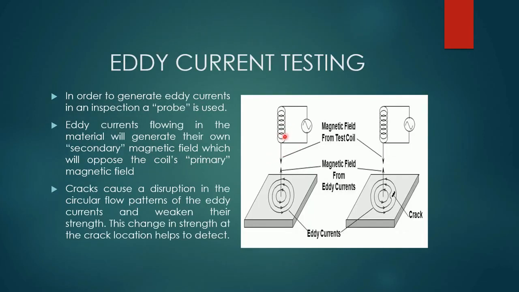Okay, so whenever we pass the current to this particular coil, it will induce some current. So in order to generate eddy currents in an inspection, a probe is used. A probe is having a primary coil. So eddy currents flowing in the material will generate their own secondary magnetic field. That means the eddy current which is generated in the object will produce its own secondary magnetic field which opposes the coil's primary magnetic field.